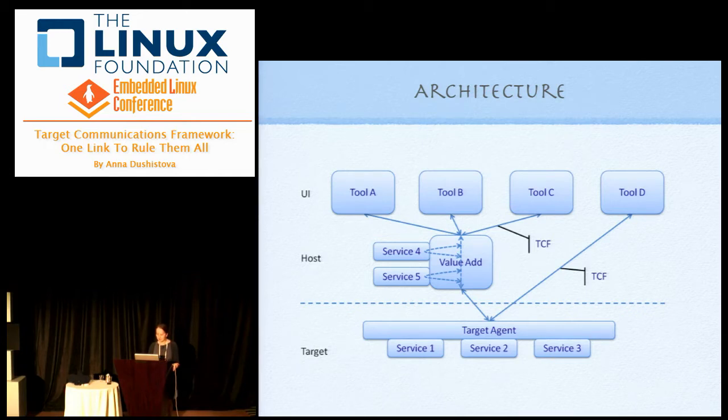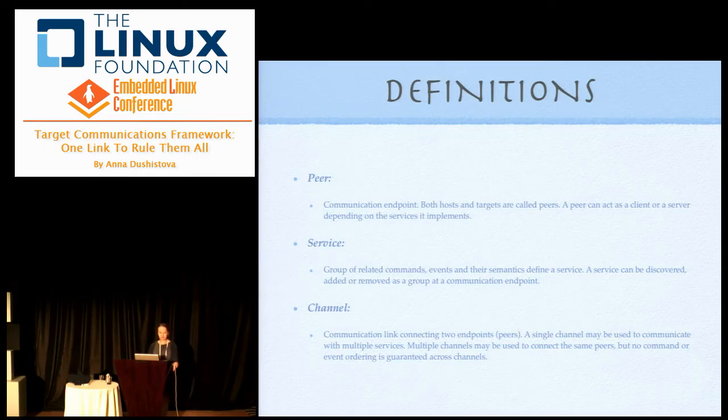So some definitions. Under peer, we understand the communication endpoint. Both host and targets are called peers. A peer can act as a client or a server depending on the services it implements. Service is a group of related commands, events, and their semantics define a service. A service can be discovered, added, or removed as a group at a communication endpoint. And a channel represents a communication link connecting two endpoints, peers. A single channel may be used to communicate with multiple services. Multiple channels can be used to connect the same peers, but no command or event ordering is guaranteed across channels.